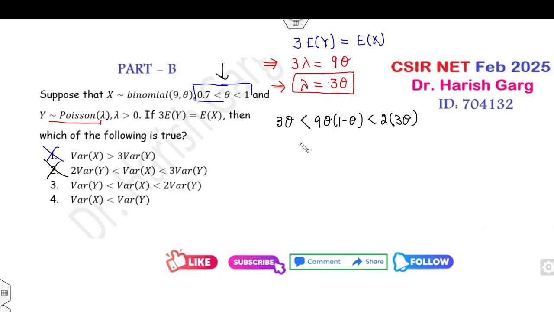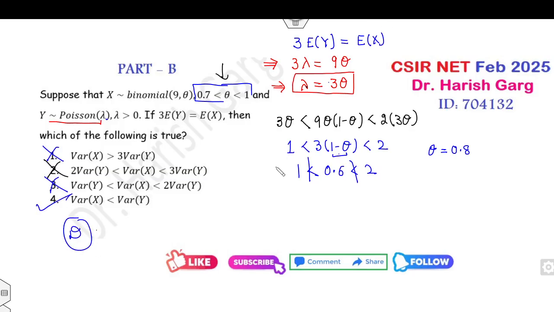So clearly, if I divide it by 3 theta, it is less than 1 and less than 2. Clearly, if you again take theta as 0.8, then 1 minus theta is 0.2, and that is 0.6, which is less than 1, not possible. Third option cancelled. The left option, that is D, is my right answer.